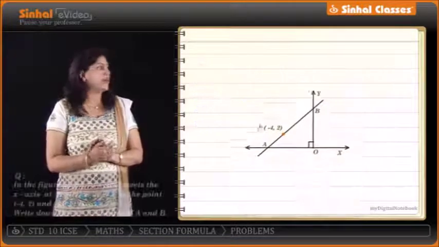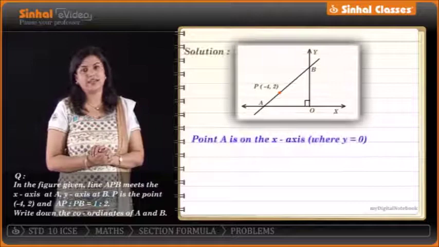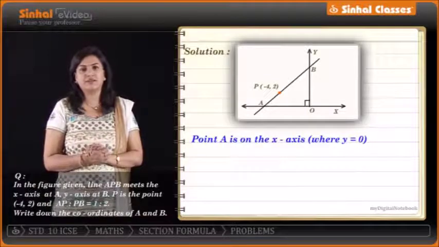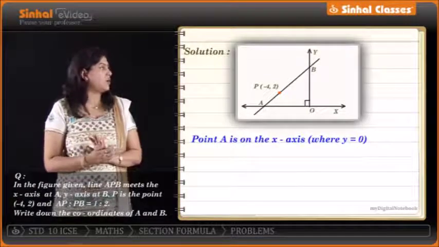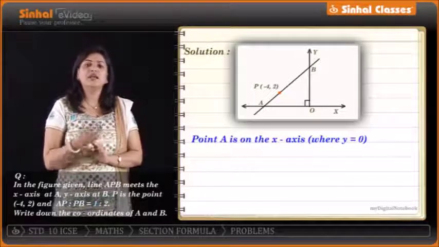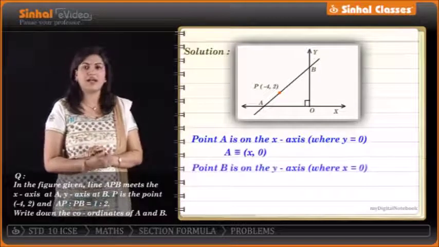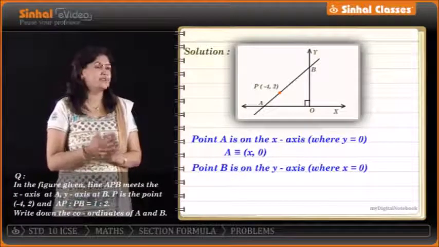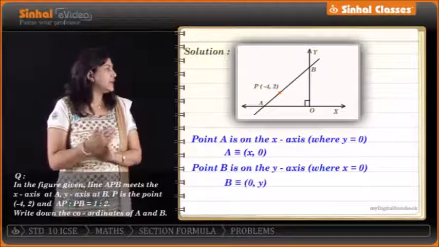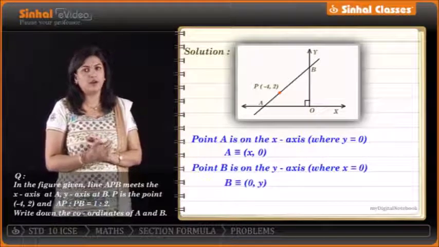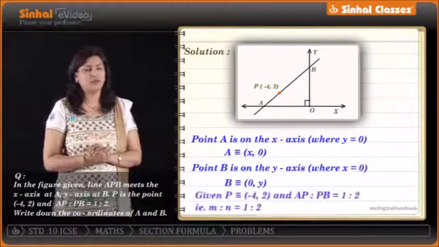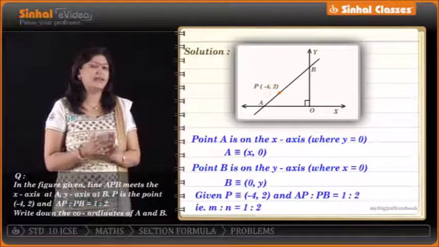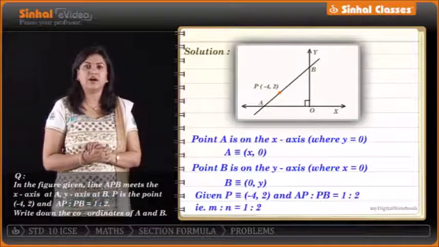Now in this sum, we are given point A is on the x-axis, and we know for any point on the x-axis, the y-coordinate is 0. So let A have coordinates x, 0. Now point B is on the y-axis, and we know the x-coordinate will be 0 here. So B has coordinates 0, y. Now we are also given the coordinates of the point P as -4, 2, and the ratio AP is to PB as 1:2. That is, we take m:n as 1:2.